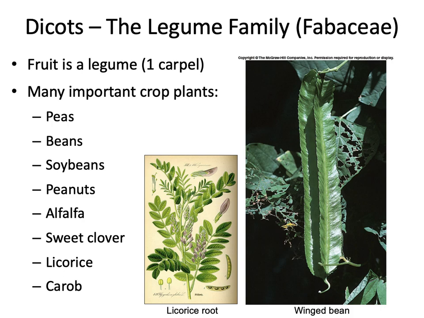The fruits of the legumes are called legumes, so that's kind of nice, and it's always derived from one single carpel. And we have lots of important crop plants, including peas, beans, soybeans, peanuts, alfalfa, sweet clover, licorice, and carob.